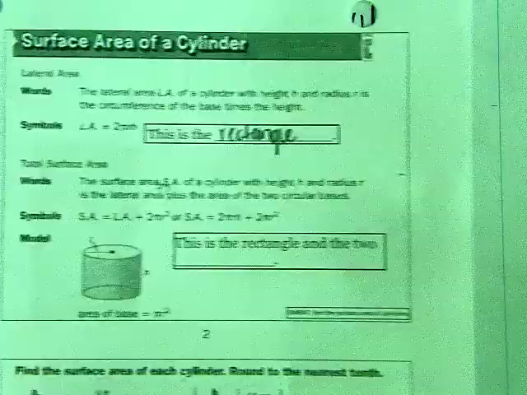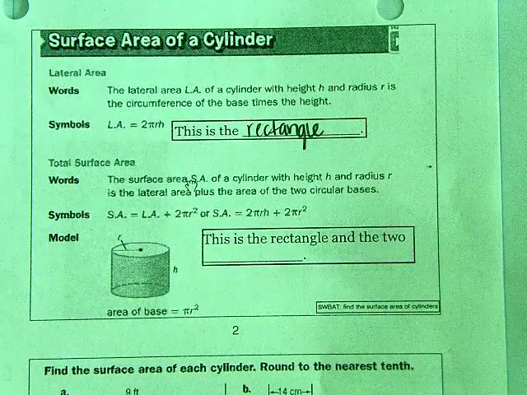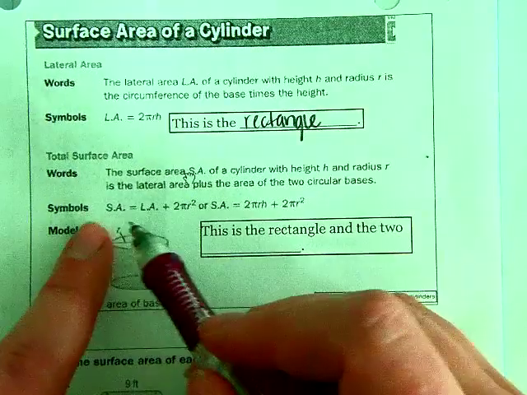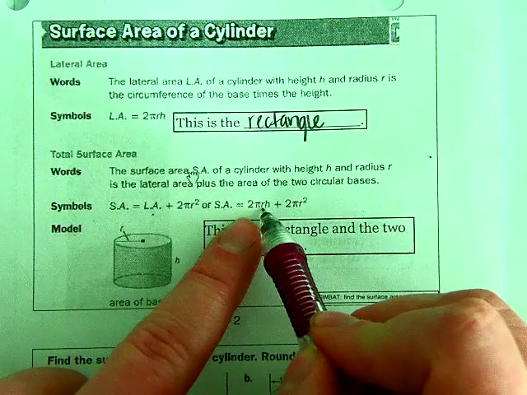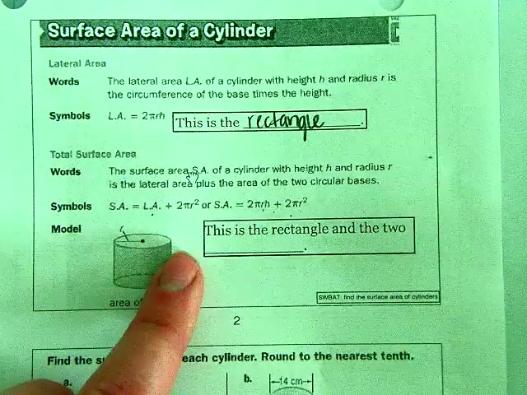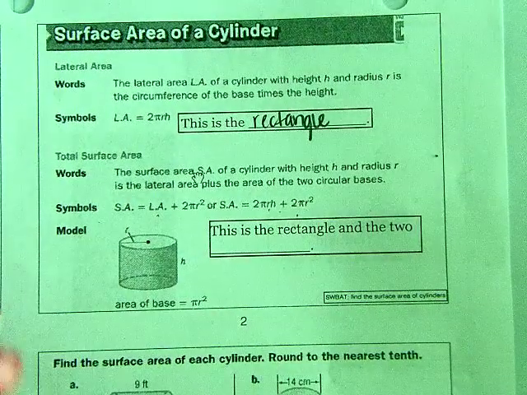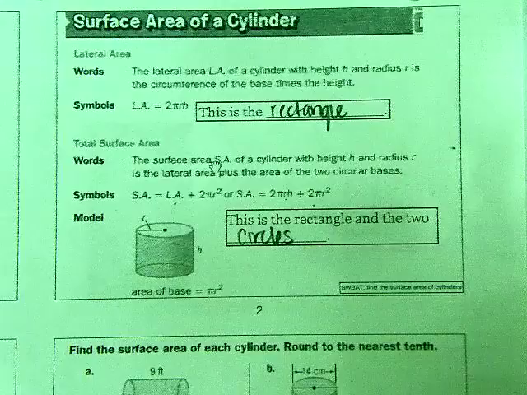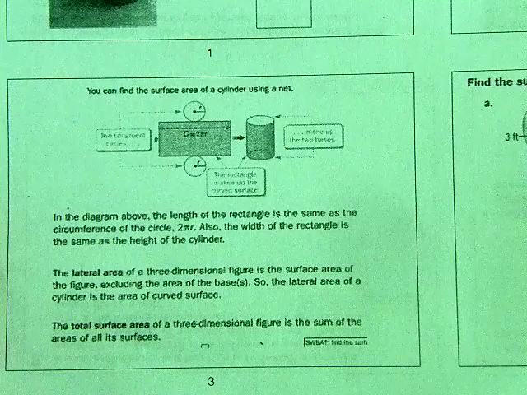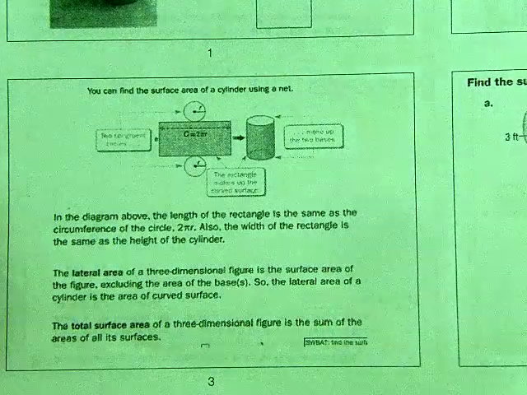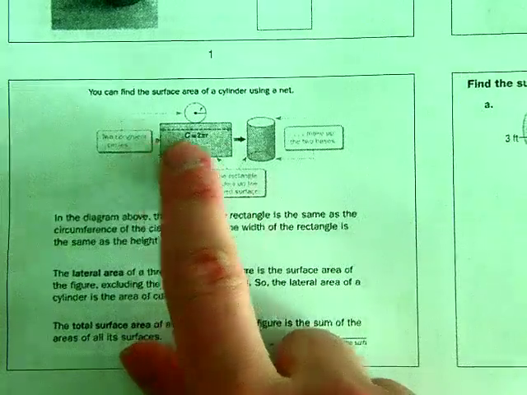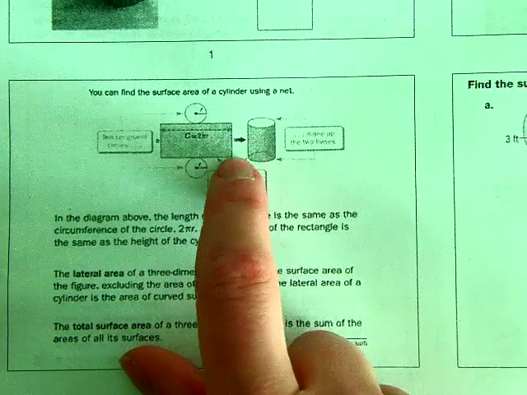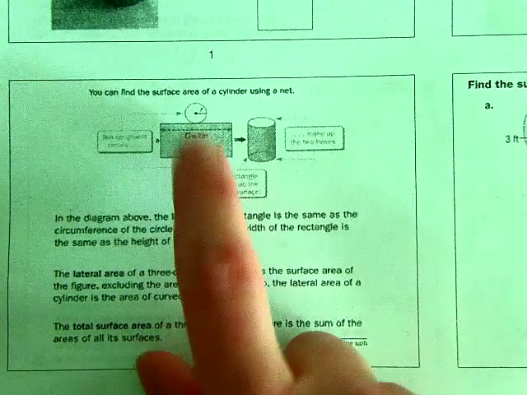The total surface area is going to be the rectangle plus the two circles. So it's the lateral area, which is 2 pi r h, plus 2 pi r squared. The 2 pi r squared are the circles, and there are two of them. Again, we're going to be labeling units squared today. It says you can find the surface area of a cylinder using a net. They broke it down: the rectangle is the circumference multiplied by the height, and then the two circles.